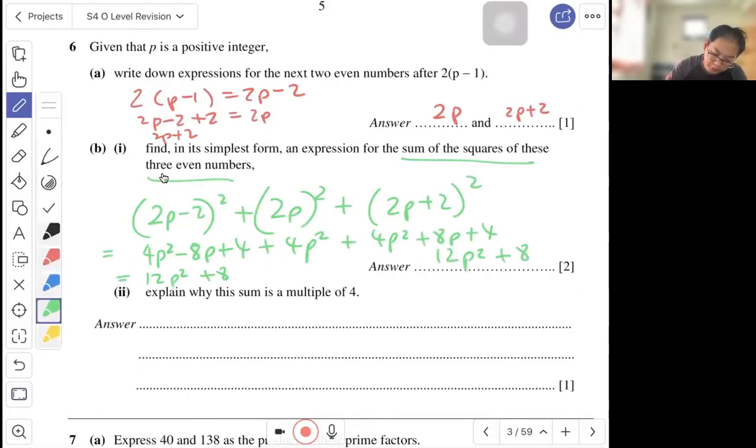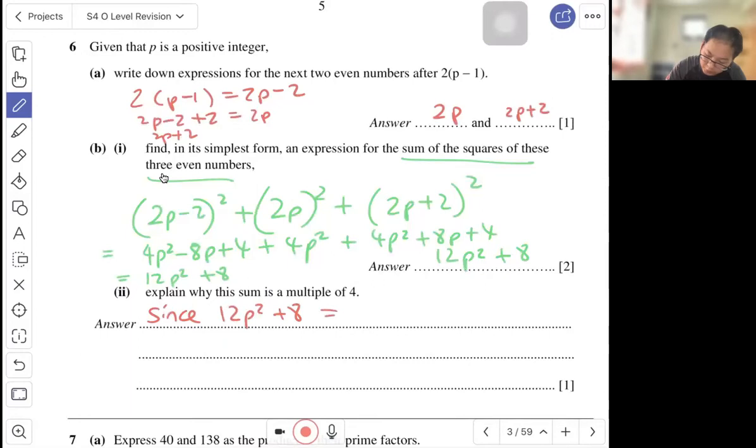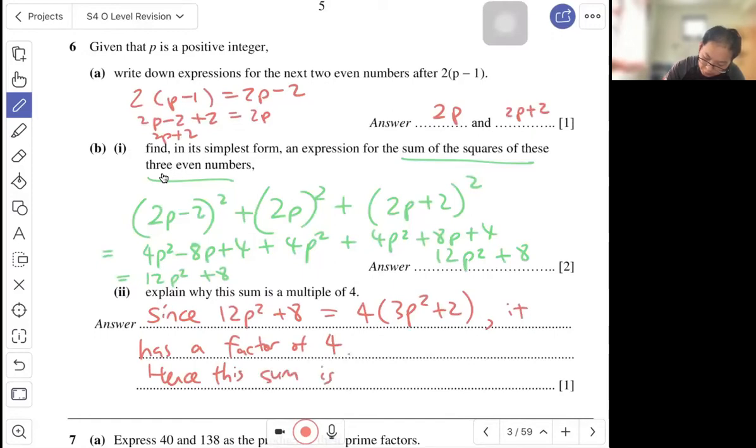Explain why this one is a multiple of 4. Since 12p square plus 8 equals 4 times 3p square plus 2, it has a factor of 4. Hence, this sum is a multiple of 4.